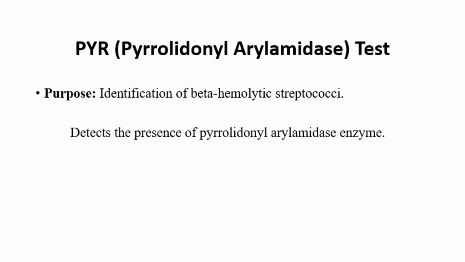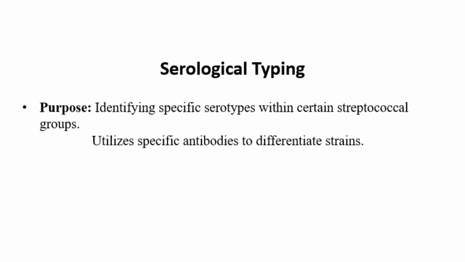In this slide, we will discuss the PYR test. The purpose of the PYR test is identification of beta hemolytic streptococci bacteria, which detects the presence of PYR enzymes. In this slide, we will discuss serological typing. The purpose of serological typing is identifying specific serotypes within certain streptococcal groups, which utilizes specific antibodies to differentiate strains.